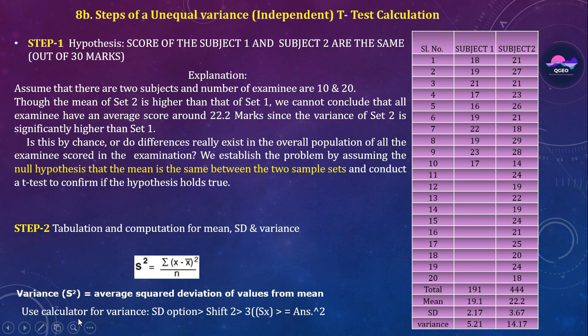If you use a scientific calculator, come to the SD option, that is mode 2, then shift 2, then 3. There you will find the SX, then press equal, and the answer will be shown, and the square of that answer will be your variance value. Okay, in this way you can calculate the variance.